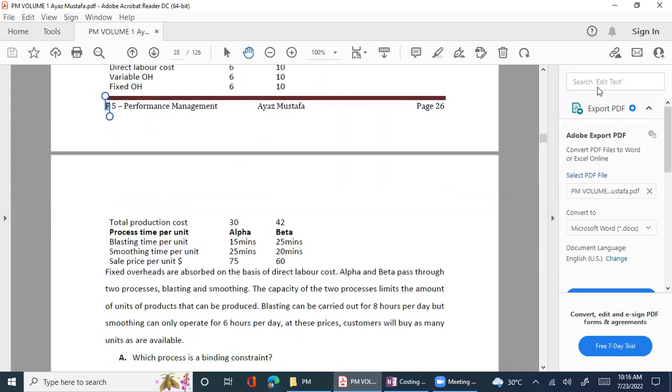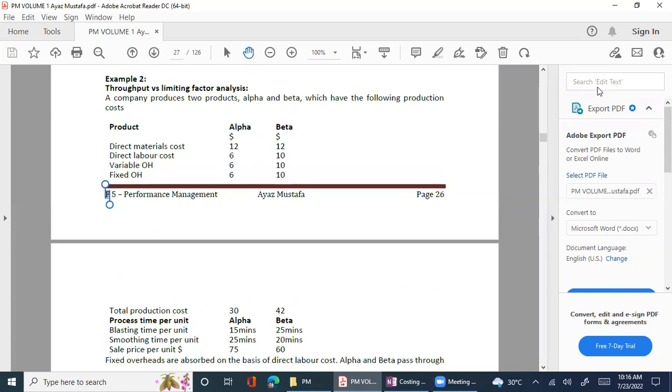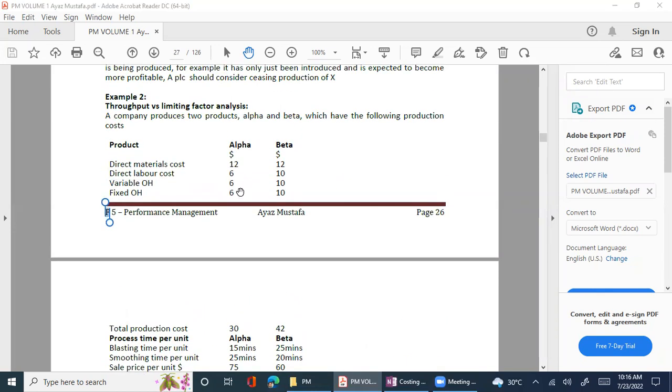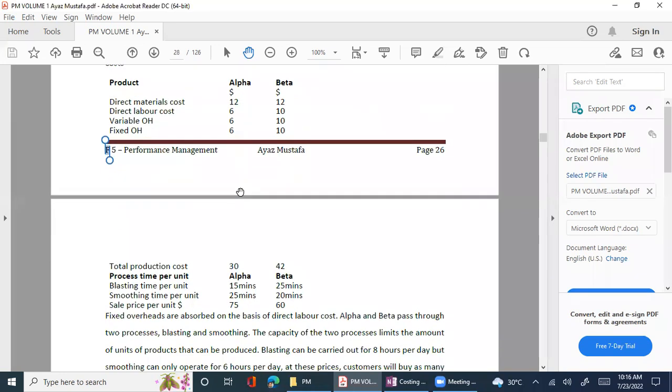We will start example 2. Now, there are two products, alpha and beta. Direct material cost is given, direct labor cost is given, variable overheads, fixed overheads. Total production cost 30, 42. Process time, blasting and smoothing are the two departments in which alpha and beta are produced. The time for each product in each department is given, selling price is given. Fixed overheads are absorbed on the basis of direct labor cost.